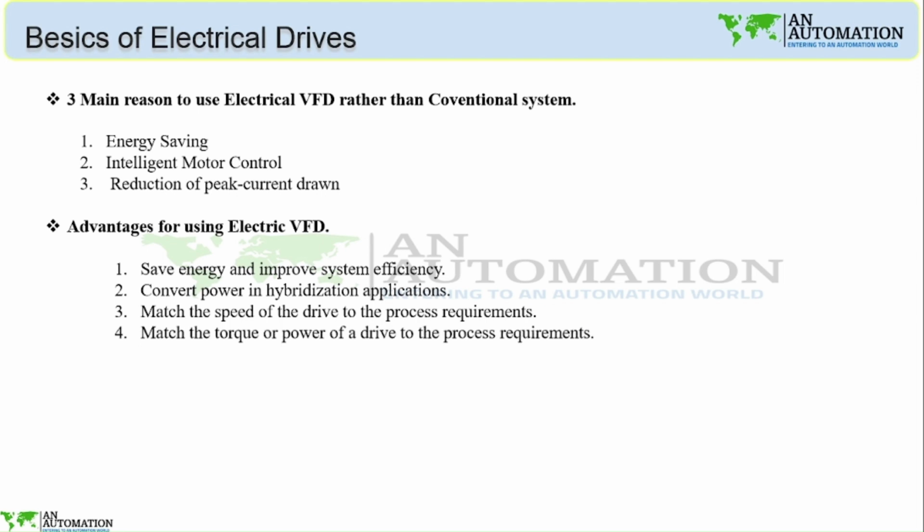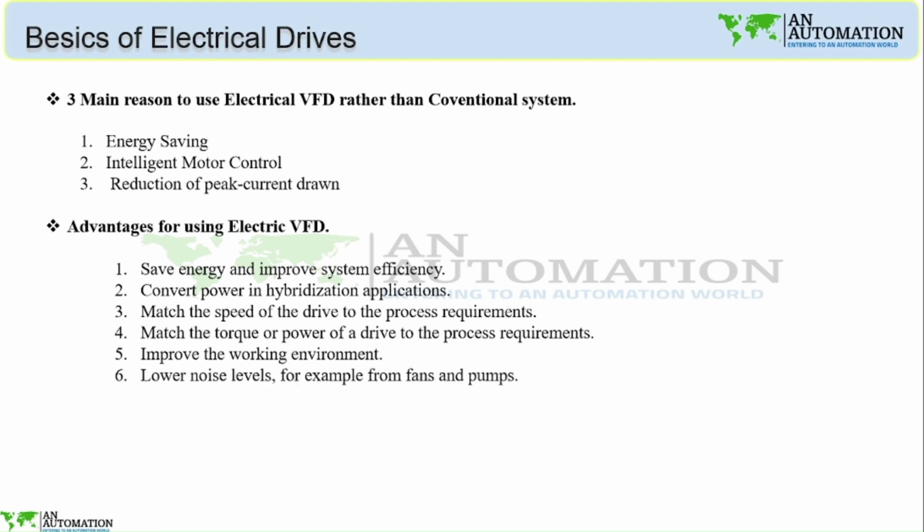Match the torque or power of a drive to the process requirement. Now the torque equation I will discuss in this video in the next slide. So this point is very important for processing the electrical drive. Improve the working environment, because there is no need of oiling or some material which can create dirt in the environment or in the control room. So it's environment friendly, and also helpful to keep the working place clean.